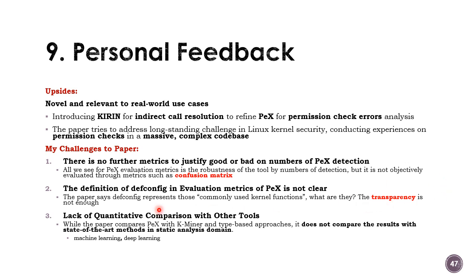The transparency of the def config setting is not enough, and we cannot really tell, just judging from the def config being a smaller code base, so it detects smaller numbers of warnings or detected privileged functions and permission check errors. Is it bad or good? We really cannot tell just from the numbers. The transparency remains critical. And the last part is the lack of quantitative comparison with other tools.